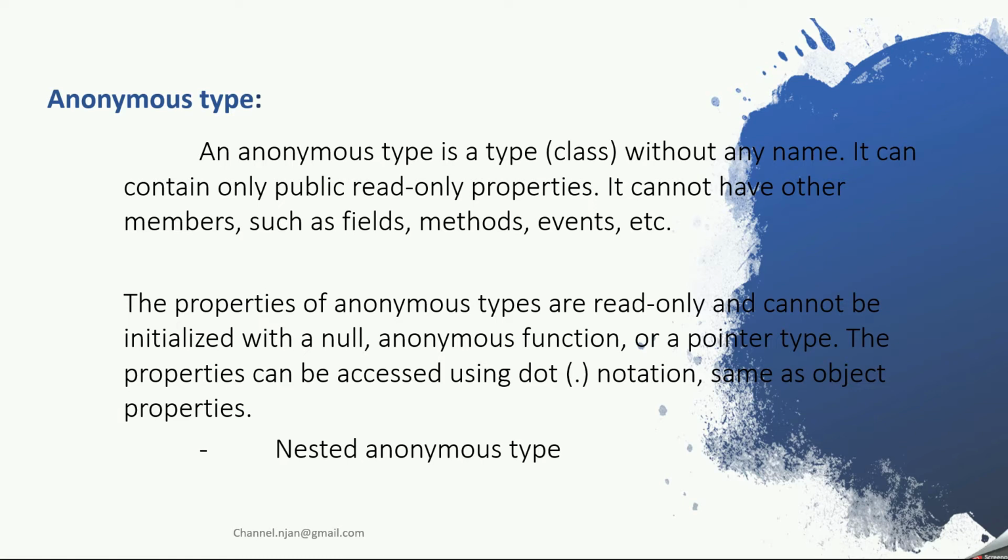Anonymous type. An anonymous type is a type without any name. It contains only public read-only properties. It can't have other members such as field, method, event, etc. The properties of an anonymous type are read-only and can't be initialized with null, an anonymous function or a pointer. The properties can be accessed using dot notation, same as an object property. There is also a nested anonymous type and an array of anonymous type.